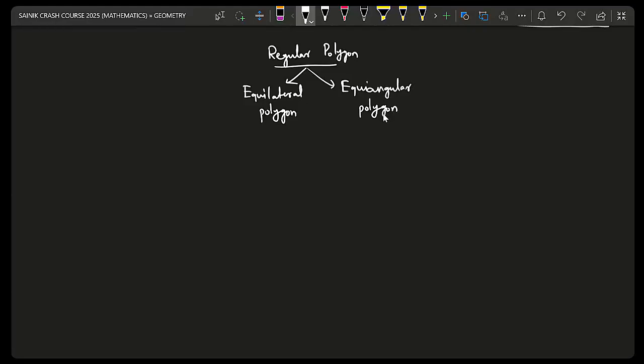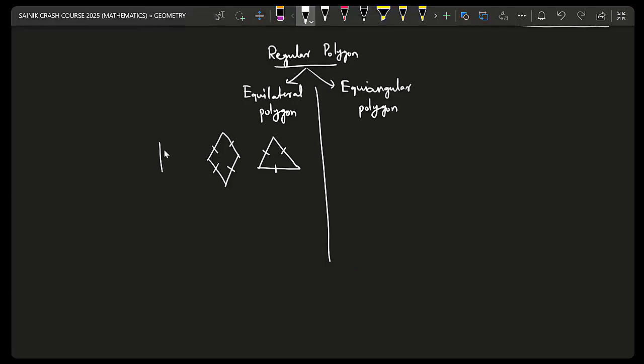So what is an equilateral polygon? Laterals means sides. Equilateral means if all the sides of a polygon are equal, then we call it an equilateral polygon. For example, I take a triangle. In this triangle, all the sides are equal. This is equal to this is equal to this. We can call it an equilateral polygon. And I have a rhombus. In a rhombus, we know all the sides are equal. So it is an equilateral polygon.